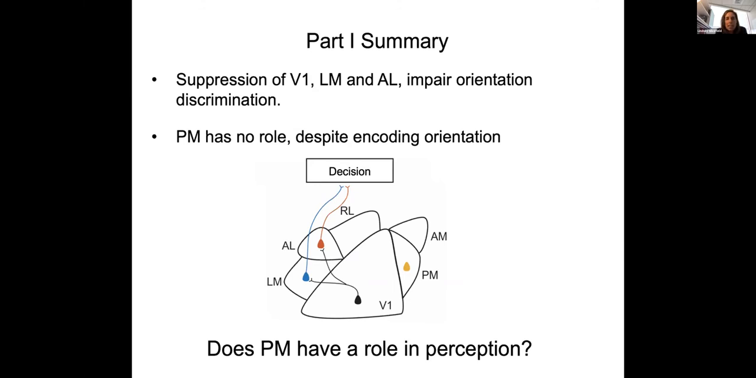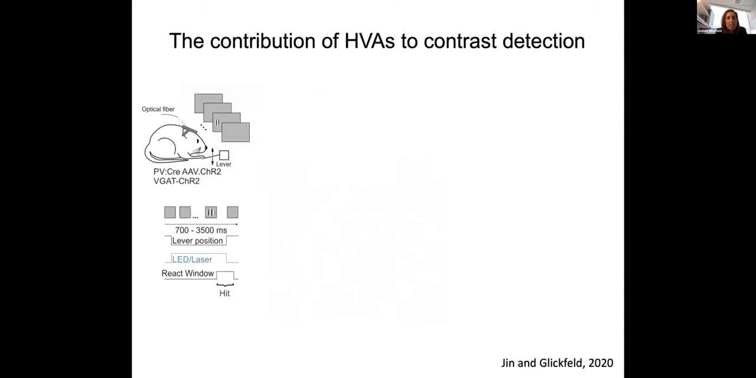And so in order to test this, we used a different paradigm where we now ask the animal, rather than to detect changes in orientation, we just ask the animal to detect changes in contrast. And we thought maybe this more simple paradigm might be something that would be important for area PM to be involved in.